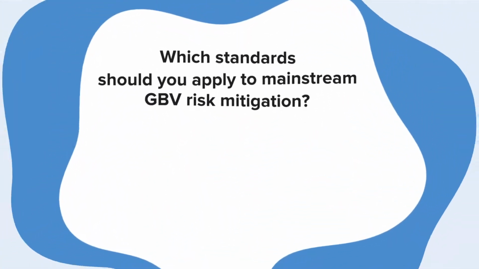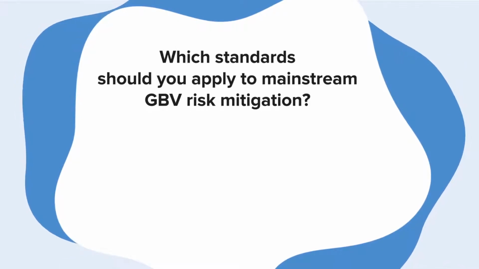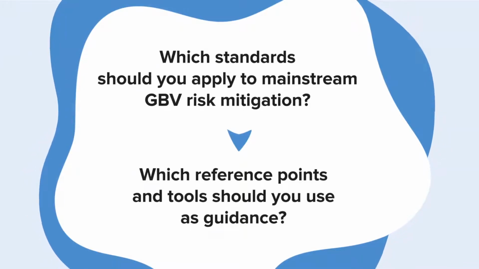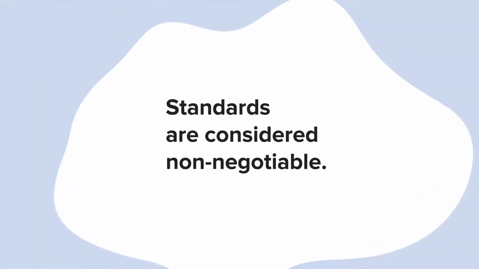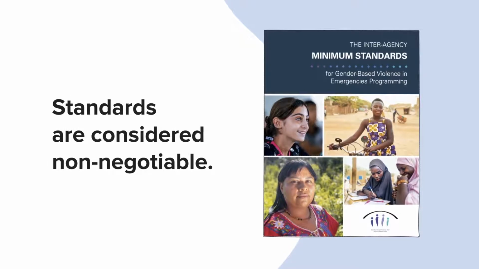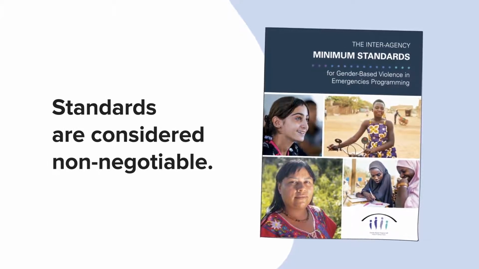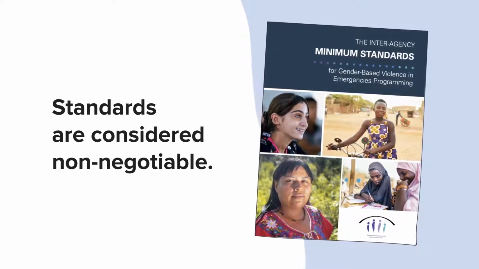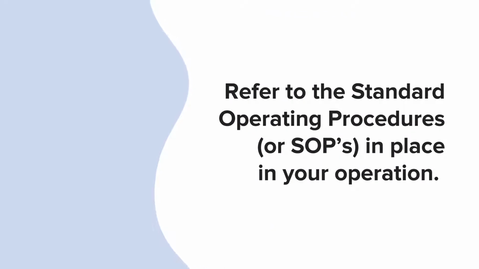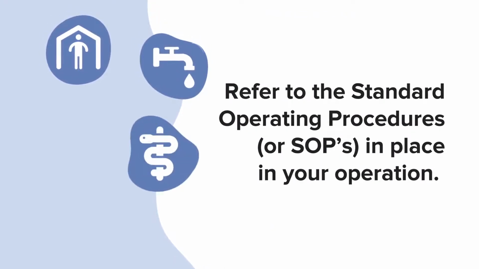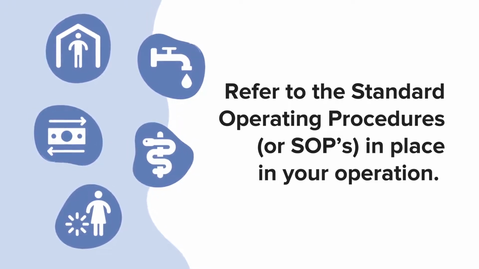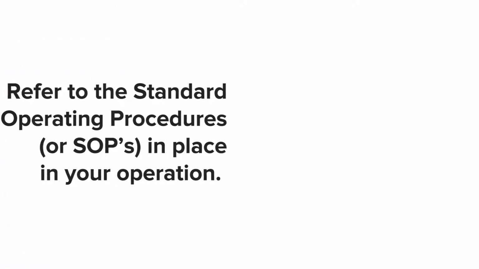You may ask, which standards should you apply to mainstream GBV risk mitigation? And which reference points and tools should you use as guidance? Standards are considered non-negotiable. The key standards for you to apply would include the Interagency Minimum Standards on GBV in Emergencies Programming, Interagency Minimum Standards for Protection Mainstreaming from the Global Protection Cluster, also Sphere Standards. Refer to the Standard Operating Procedures, or SOPs, in place for your operation. For example, SOPs on GBV prevention, risk mitigation, and response, and technical sector SOPs that should include GBV references.